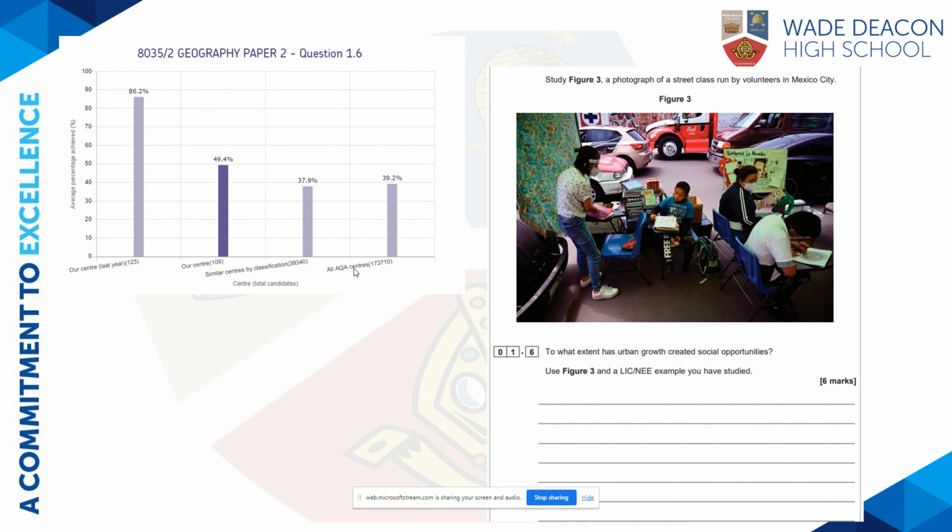Do you mean about the social opportunities? Yeah. As in, what are the social opportunities? What's happening in that picture that is creating social opportunities? It looks like a street library to me, would be my guess. Okay. Is that right? Street education. So they're setting up education on the street to teach students how to read and write.